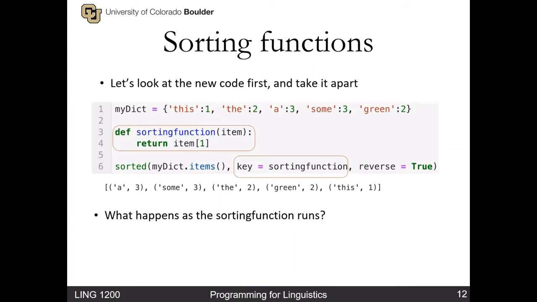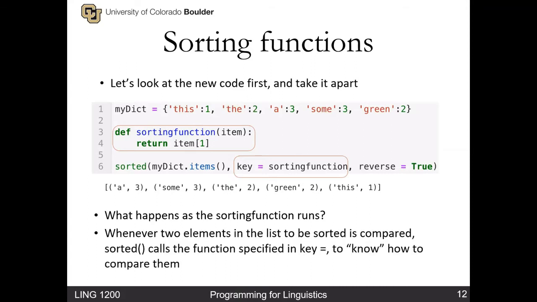So what's going on here? What happens when this sorting function runs? When we do sorted, what is the sorting function doing when it's assigned to key? Whenever two elements in the list are being sorted, sorted is going through and looking at two elements at a time, and comparing them in order to know how to sort them. And with this key argument, key is telling the sorted function how to compare them, what to look at in order to decide how to sort.